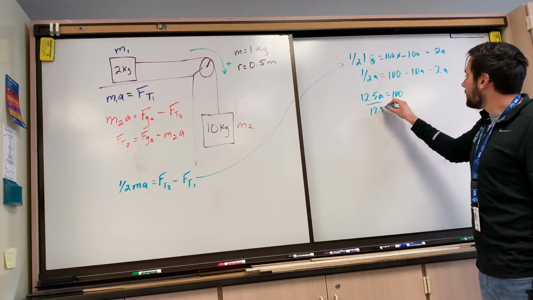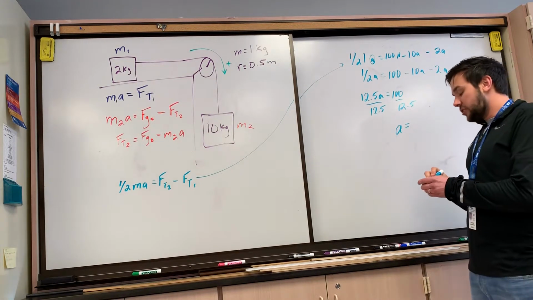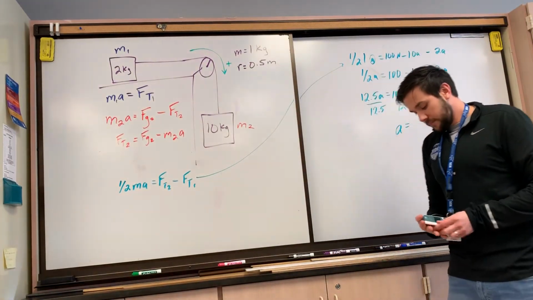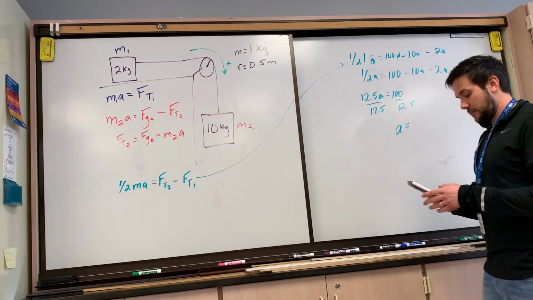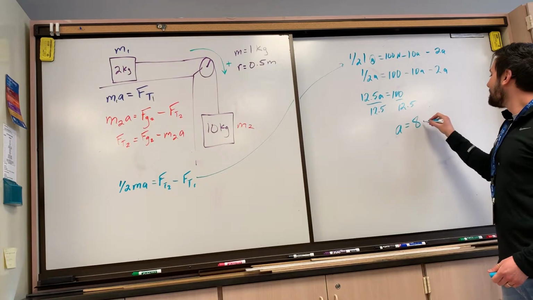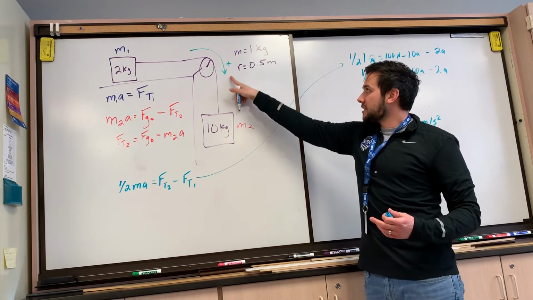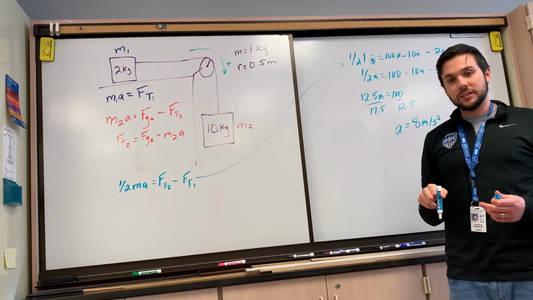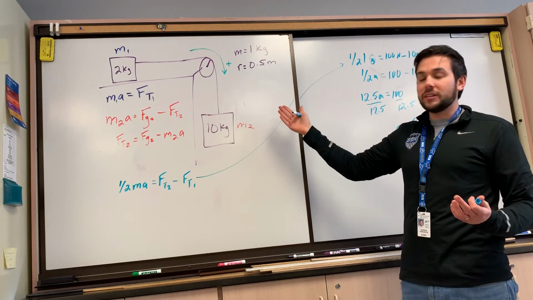Divide by 12.5, and you find your acceleration to be 100 divided by 12.5, which is 8. Probably should have done that in my head. 8 meters per second squared. And what direction is that? Well, we set this as the positive direction. We ended up with a positive value, so we know it's going to be accelerating that direction, down with the 10 kilogram mass. And just observationally, you know that that was probably going to be the case.